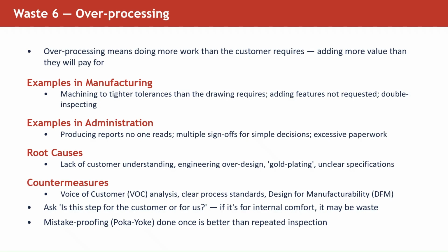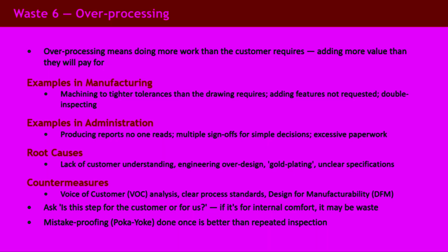The next waste is overprocessing. Now, this is the sneakiest waste because it often masquerades as quality or diligence. Overprocessing means doing more work on a product than the customer actually requires: applying tighter tolerances than the design specifies, using a precision CNC machine for a job that a simple operation could do, polishing a surface that will be hidden inside an assembly, producing a beautifully formatted 50-page report that the recipient reads for 30 seconds. So that is all a kind of overprocessing.